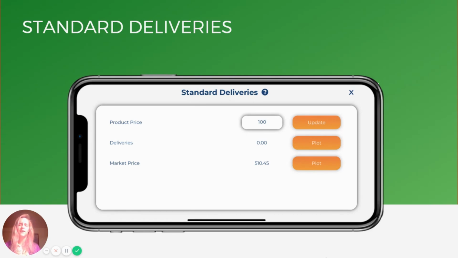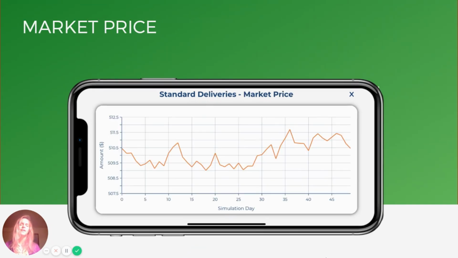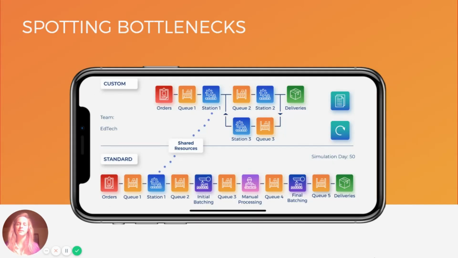Much like the real world, the market is changing all the time. So let's look at how the market price has been behaving before we set on the selling price. By looking at the graph, we can see there hasn't been much variability over the past 50 days. So setting the price at $500 would be a safe bet for now. Let's move on to bottlenecks.